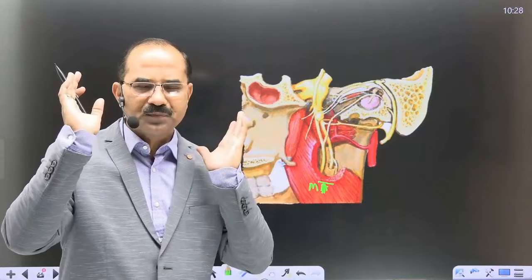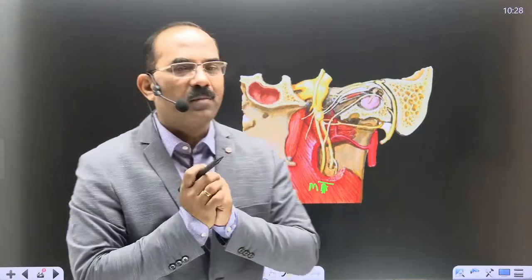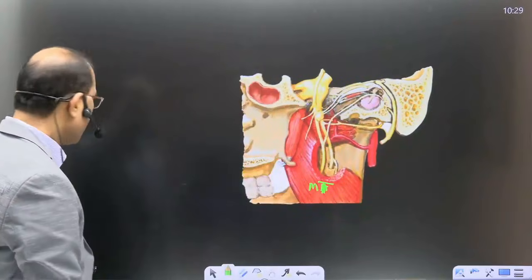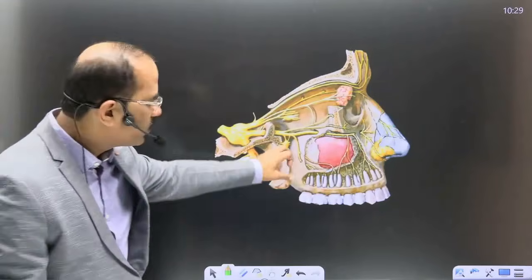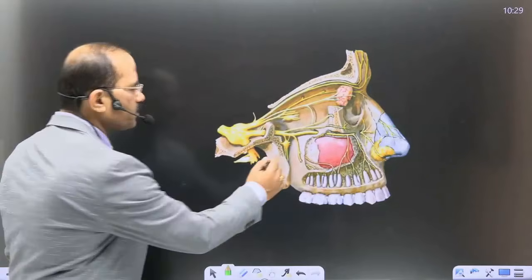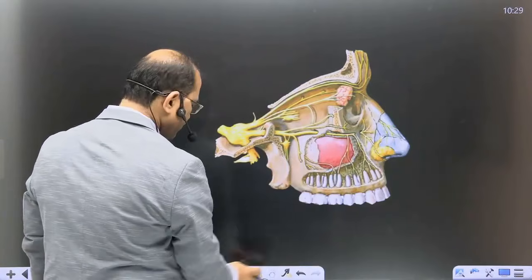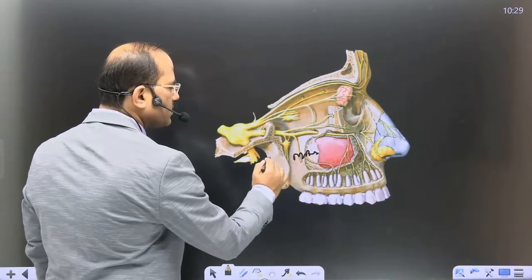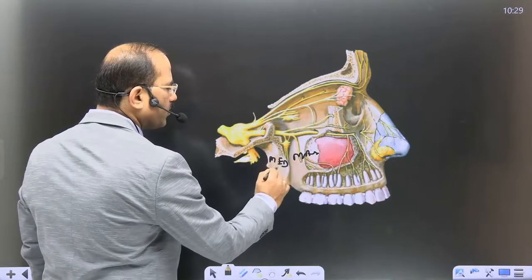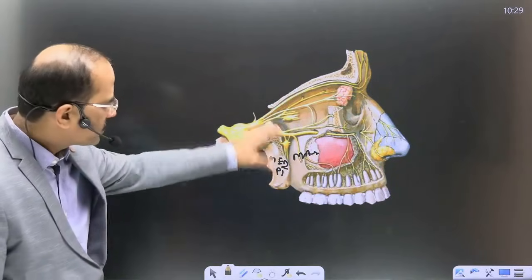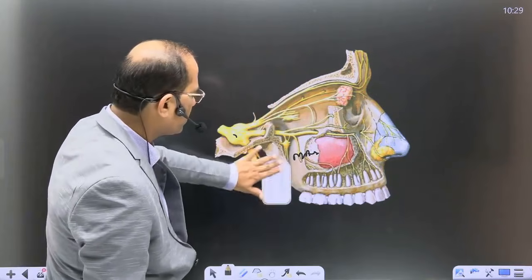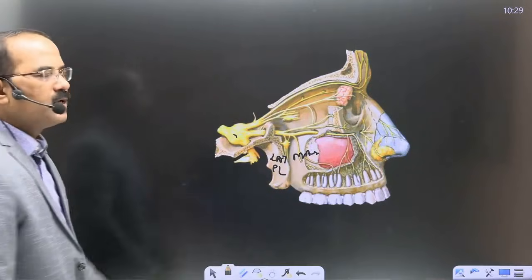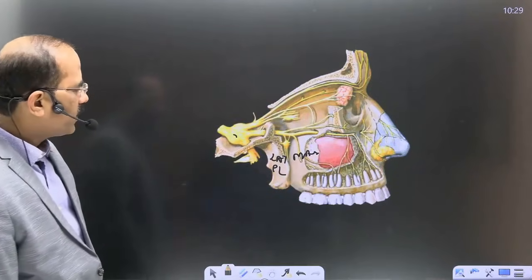Perfect. Now, from the infratemporal fossa, if I look towards the medial side, what do I see? What is this bone? That's the maxilla. This bone is the maxilla. That's the lateral pterygoid plate. Clear? So maxilla, the lateral pterygoid plate.